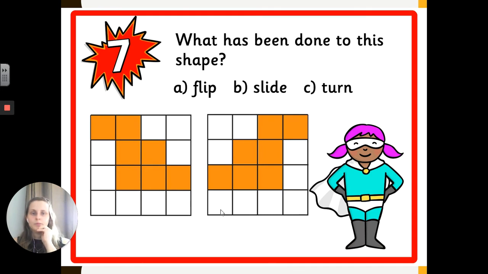Number 7. What has been done to this shape? So from this picture to get to this picture, has it been flipped? Has it been slid, or has it turned? So how has that shape changed to get this picture?